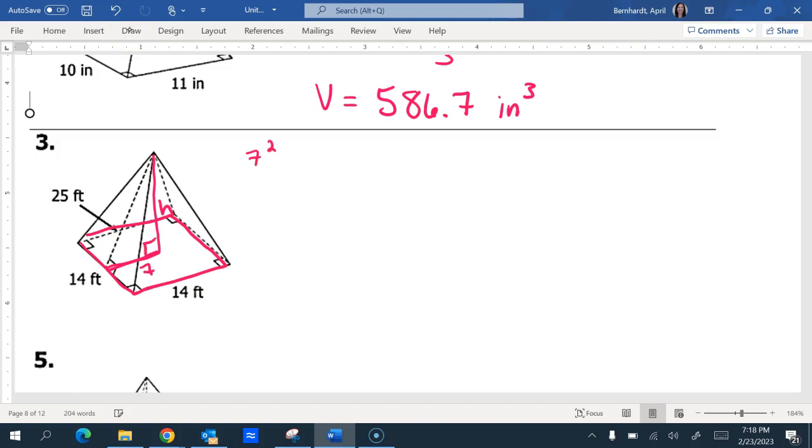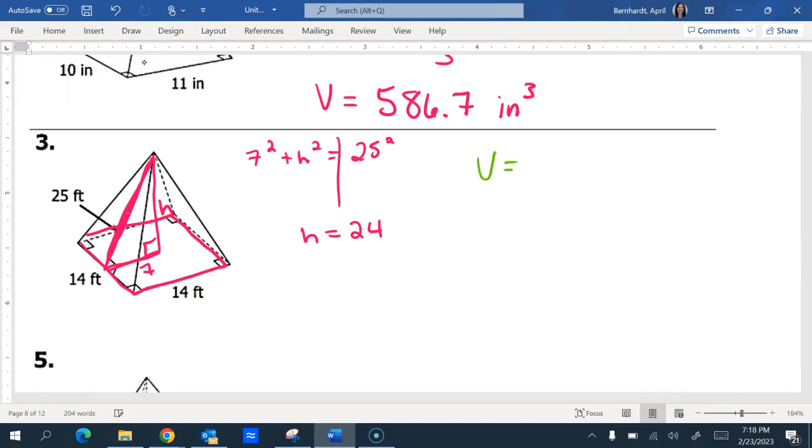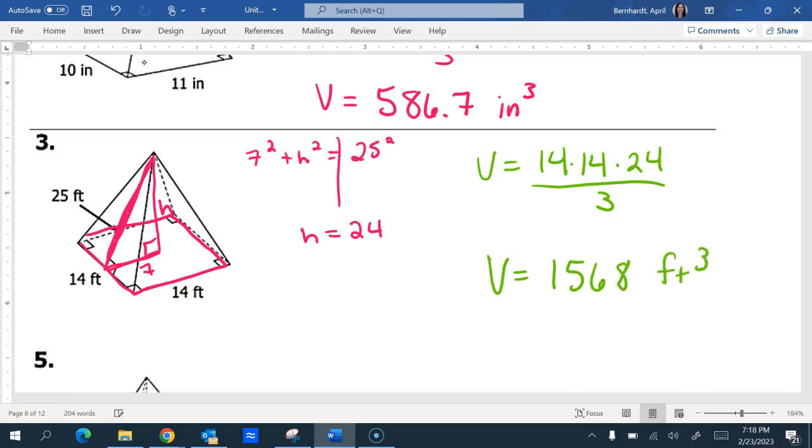So 7 squared plus height squared equals the hypotenuse, which is that slant height, 25 squared. And if I do all the math, I end up with h equals 24. So the height of the pyramid is 24. So now I have everything I need to find the volume. So volume equals the area of the base, so 14 times 14, times the height, which is 24, divided by 3, and I get a volume of 1,568 cubic feet.